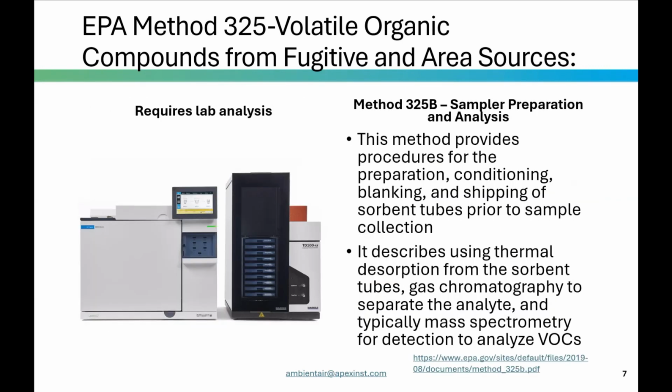In Method 325B, the sampler preparation and analysis portion, the method describes procedures for preparation, conditioning, blanking, and shipping of sorbent tubes before sample collection. It describes the lab analysis required of these passive samplers, typically thermally desorbing the VOCs from the passive sampler, using gas chromatography for separation and then mass spectrometry for detection. So this is the lab analysis piece.